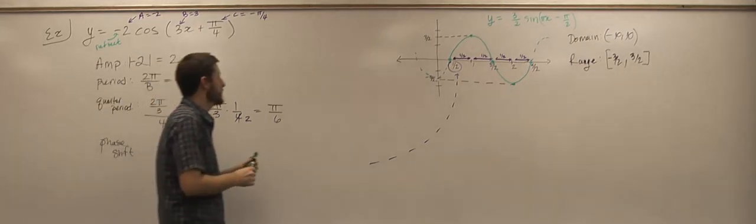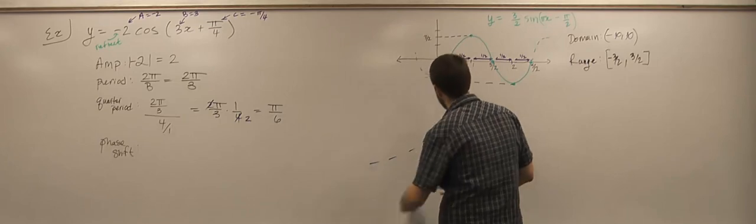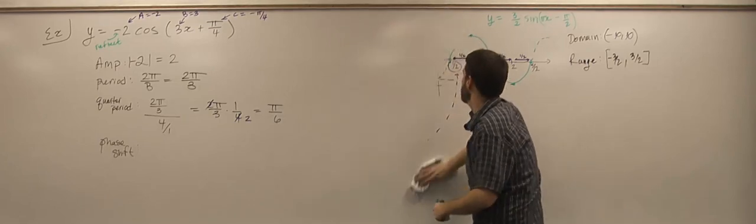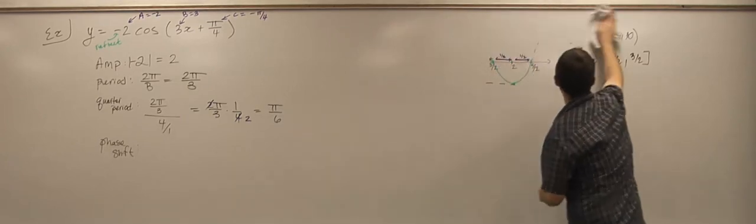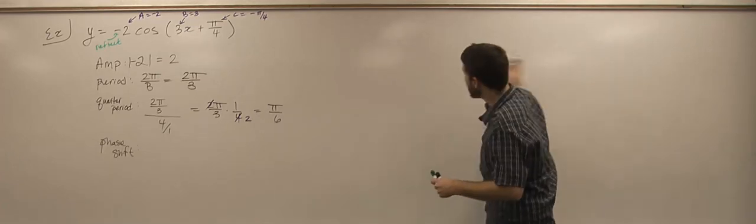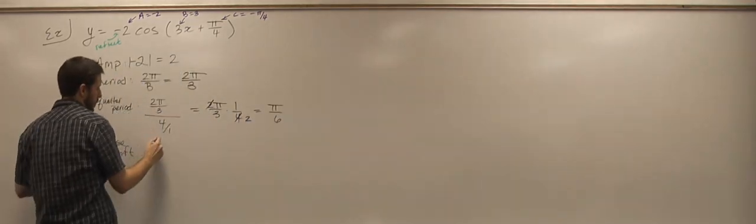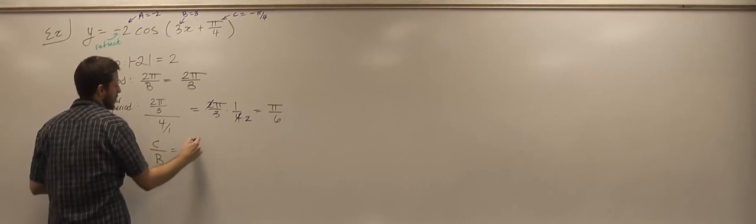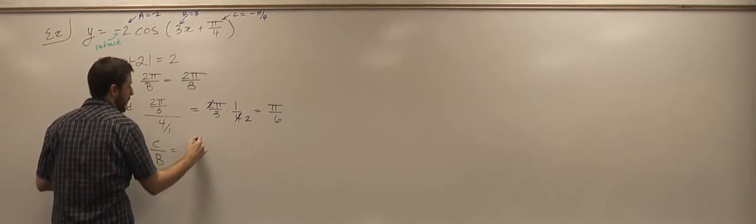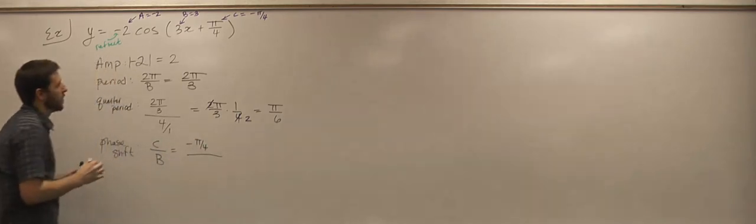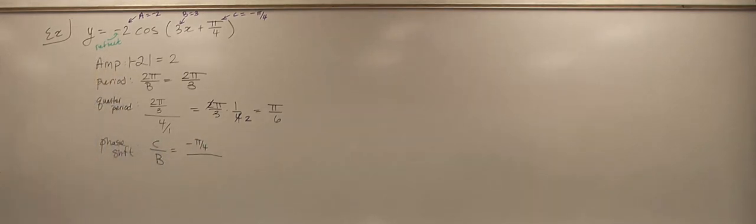Last, but definitely not least, phase shift. So how do we calculate our phase shift? What's the formula? C over B. C in this case is negative, so we get negative pi over 4 divided by B. Right? C over B is equal to negative pi over 4 divided by 3.